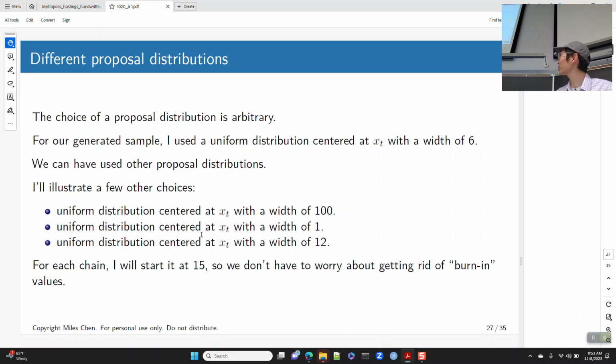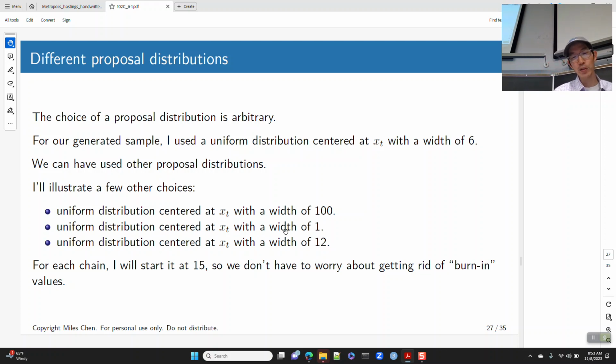One is I'm going to propose random uniform values centered at x at time t, but with a width of 100. So if I start at, say, 50, I'm going to propose values anywhere from -50 to 150. Okay.